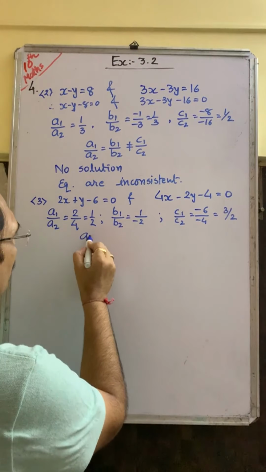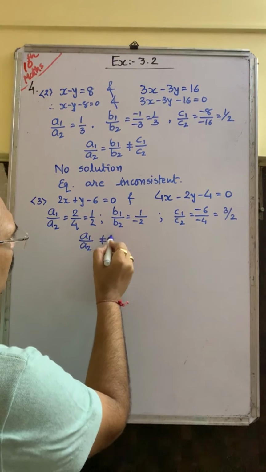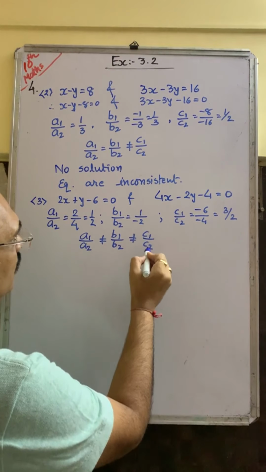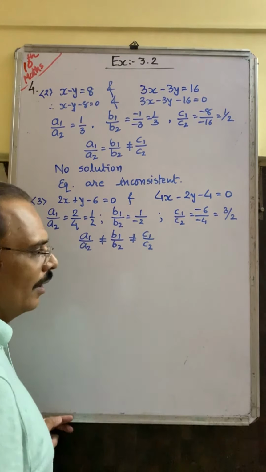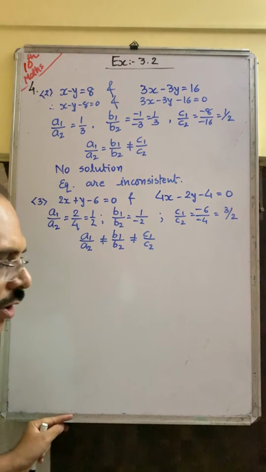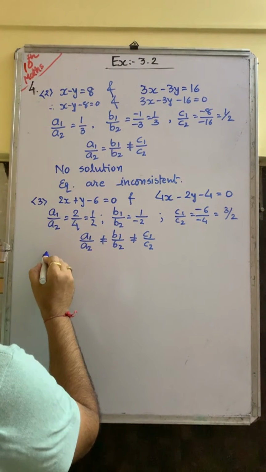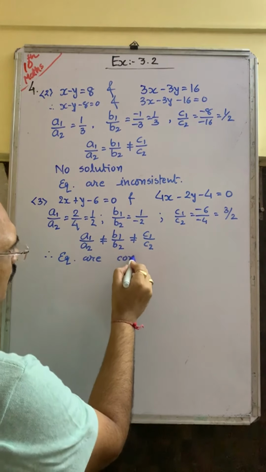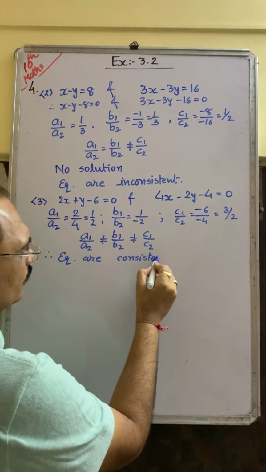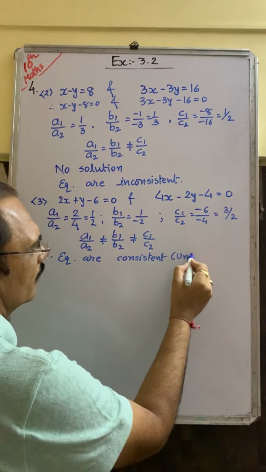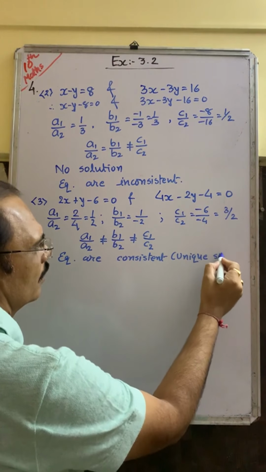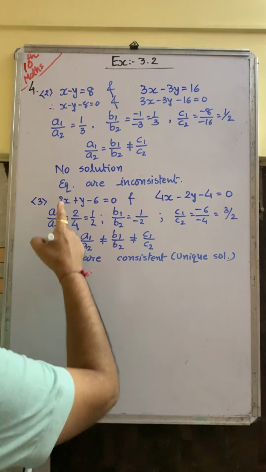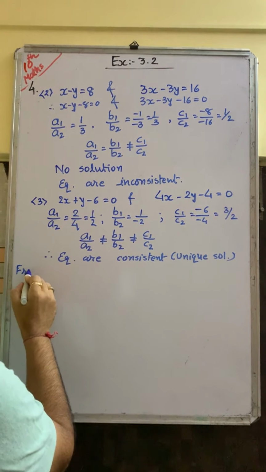Okay, so a1 upon a2 is not equal to b1 upon b2, is not equals to c1 upon c2. Therefore, we can say that it has a unique solution. Therefore, equations are consistent because it has a unique solution. Means they intersect each other at one and only one point. Now, from equation 1, you have to draw the graph.